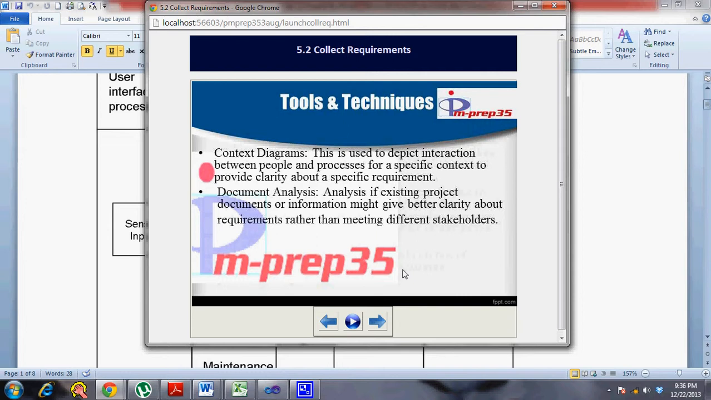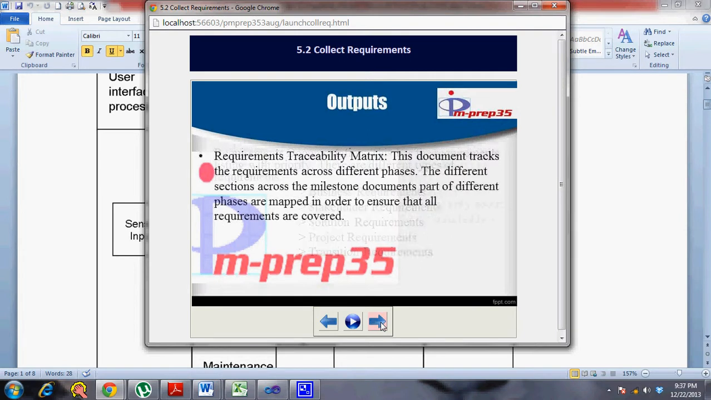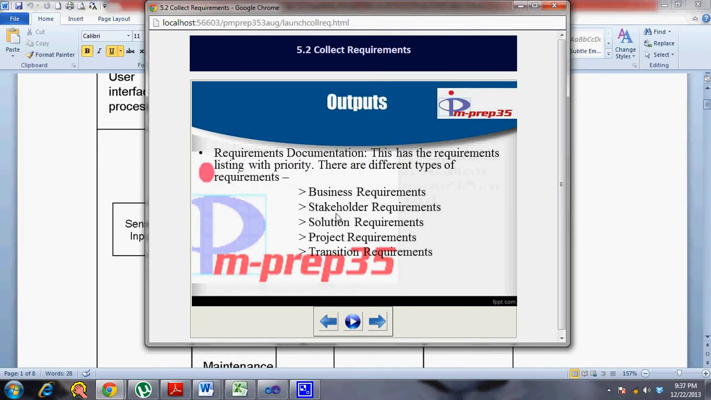So document analysis, which is done from the organizational process assets, historical information, you read those and you can collect requirements. So that's important. So the output for this particular process is requirement documentation, which has the business requirements, stakeholder requirements, solution requirements, project requirements, transition requirements. So when you say business requirement, you include a context diagram there. When you talk about stakeholder requirements, you include a use case diagram there.